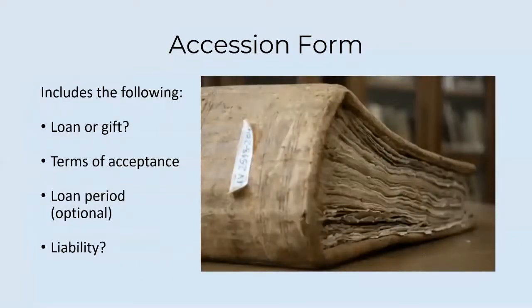An accession form also includes information as to whether the item is a loan or a gift. In most cases, it's simpler if items are accessioned as a gift, as you have much more control over how they are managed. If you choose to accession items as loans, you will need to establish the terms on which the loan is accepted, the loan period. For example, if you're taking possession of a document for copying, this may be for a short time. We recommend short-term loans are no longer than 3 months, and these can also be referred to as temporary deposits. Liability. Make sure that the lender understands that you cannot be liable for loss or damage to their items whilst they are in your custody.